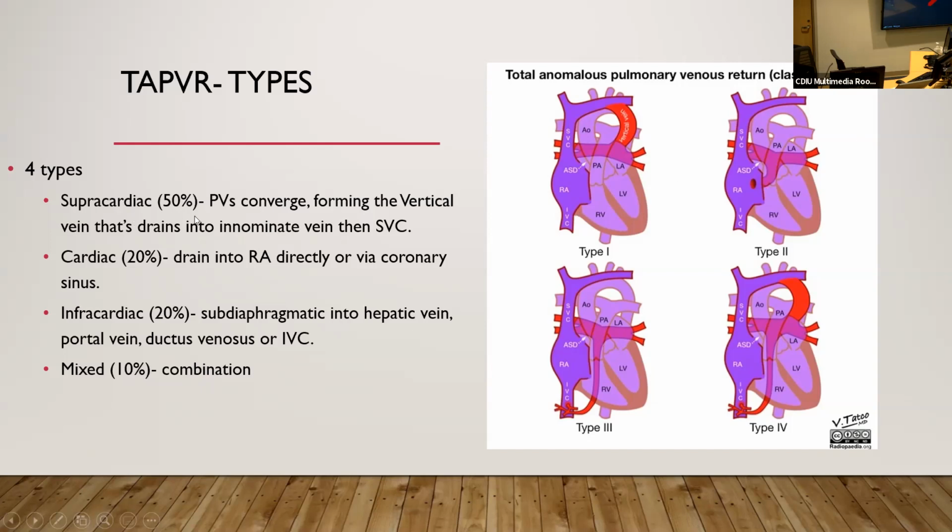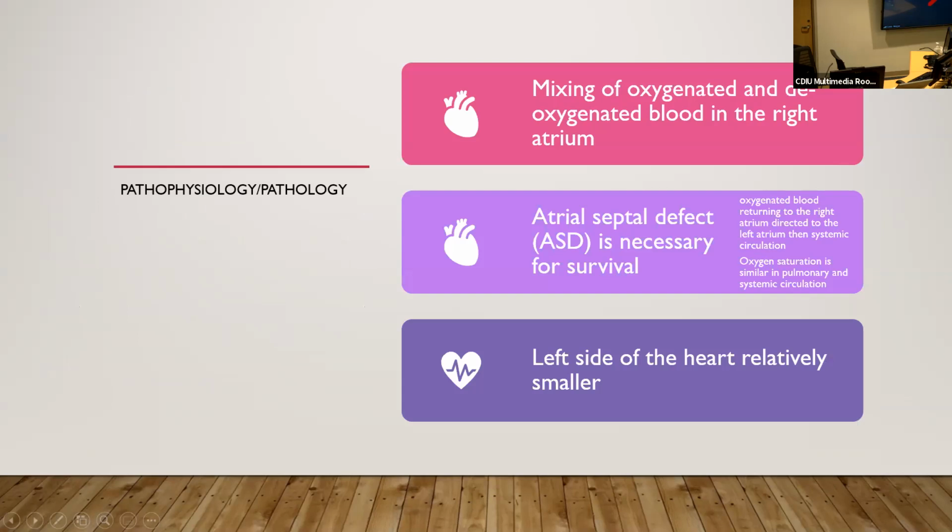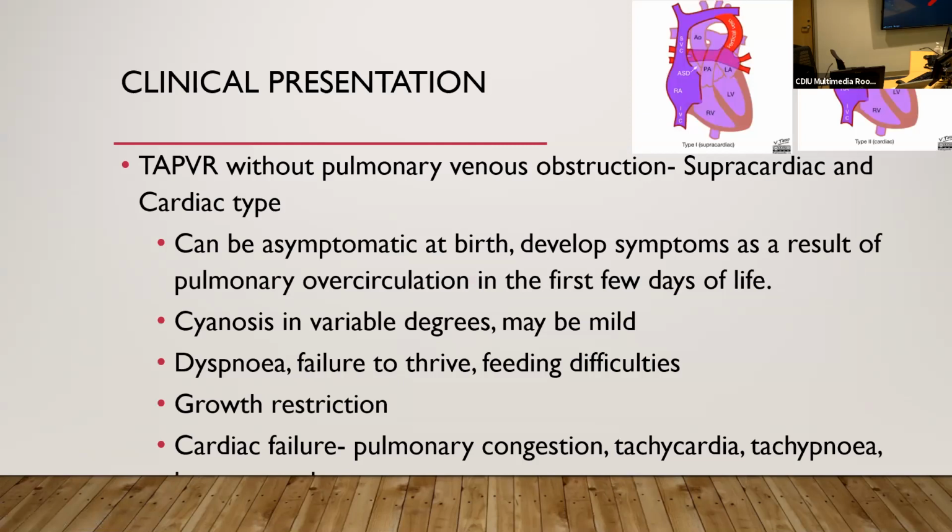So the most common one is the supracardiac. So pathophysiology, therefore, you have mixing of oxygenated and deoxygenated blood in the right atrium, but an ASD is necessary for survival. So oxygenated blood returning to the right atrium is directed to the left, then into the systemic circulation. So the oxygen saturation is similar in the pulmonary and systemic circulation. And then you find that because of that, you have a sort of hypoplasia or a relatively smaller left heart compared to the right.